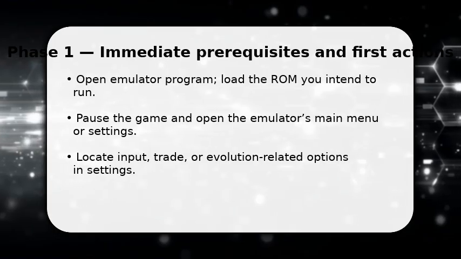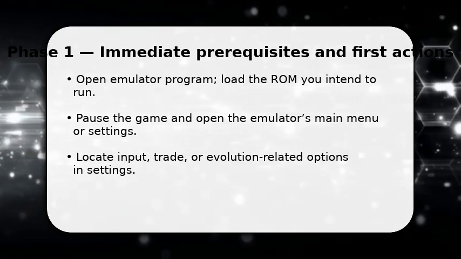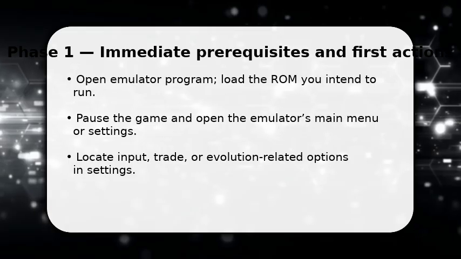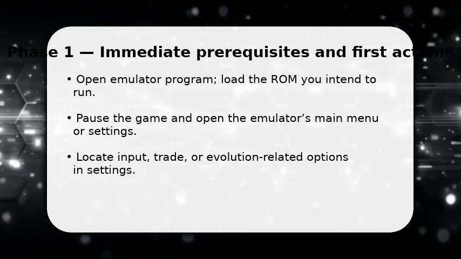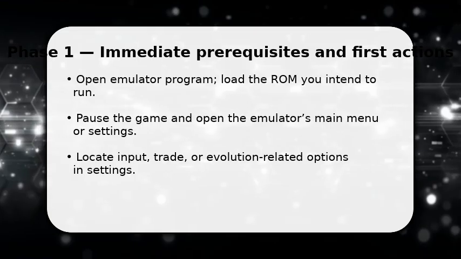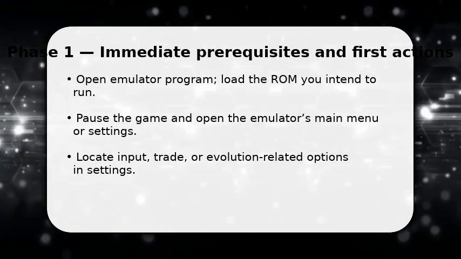You need to find Input, Trade, or System options that reference trading, link cable, or evolution triggers. If you have multiple profiles, pick the one you'll use. Take a moment to note any default values so you can revert later if needed.